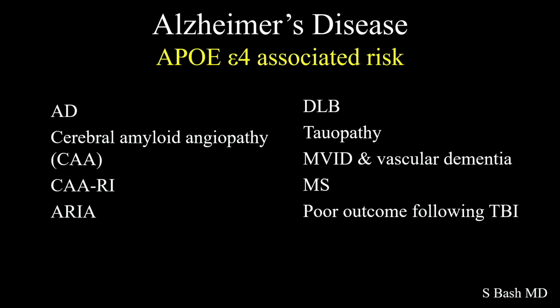ApoE4 is a risk factor in Alzheimer's disease, but also cerebral amyloid angiopathy, which is very much a similar disease where amyloid gets into the vessel walls and leads to a lot of bleeds. You can see that's a very common fundamental pathophysiology with Alzheimer's disease. It is actually associated with a higher risk of the complications associated with amyloid therapy, anti-amyloid therapy.